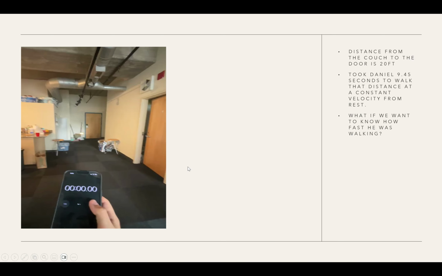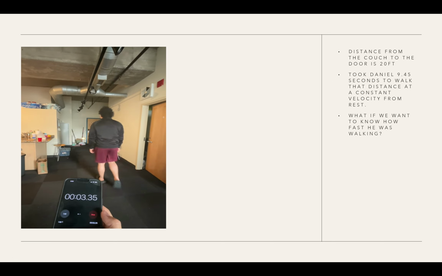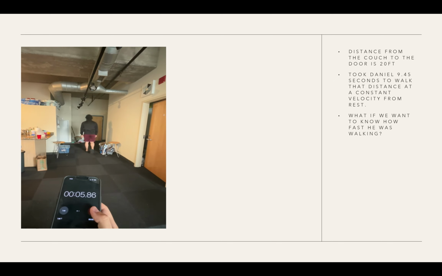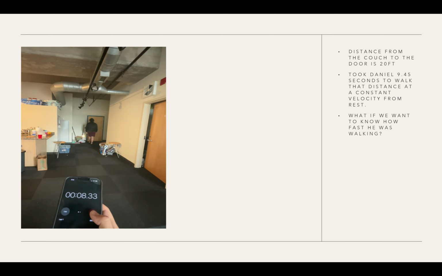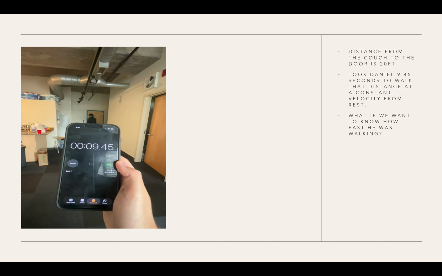And so, for this example of a particle in motion, I have my roommate Daniel, who traveled from our couch in the common area to the door that is the entrance of our apartment, which we measured to be 20 feet. And here's a video showing that motion. And so, from the stopwatch, we could see that it took Daniel 9.45 seconds to walk that distance, which was at a constant velocity that started from rest.